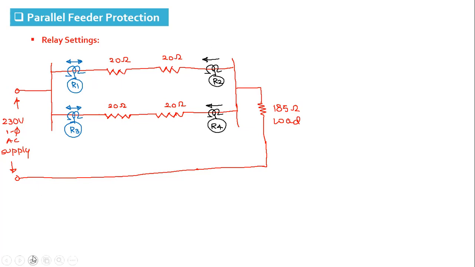As I have already said, these relays R2 and R4 are not required to be coordinated with the load, because for any fault on the load side, these two relays are never going to operate. That is why here we first need to calculate the settings of R1 and R3 based on the load. So for that, let us find out the total load current. How to find the total load current?